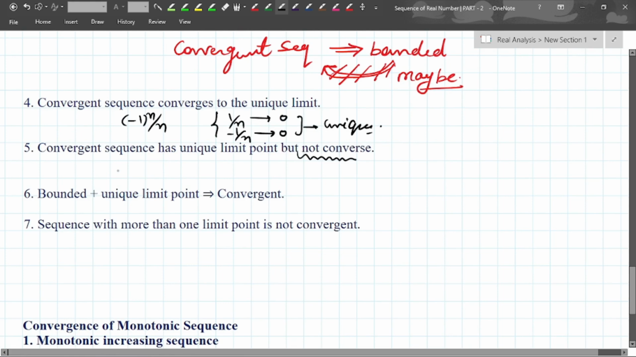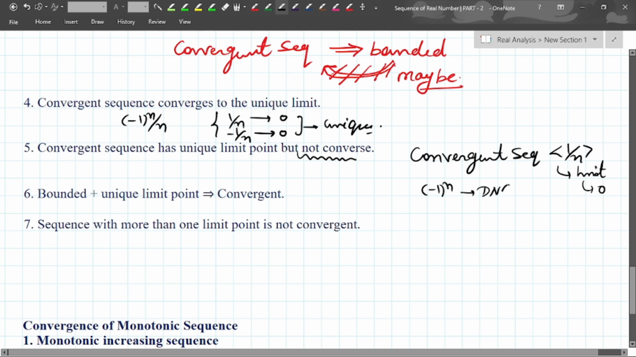A convergent sequence has a unique limit point, but the converse is not true. Converse means opposite, but the opposite is not true. It says that a convergent sequence has a unique limit point. For example, if my sequence is convergent, let's say 1 by n, it has a unique limit point. What is the unique limit point? That is 0. But if it is (minus 1) power n, it does not have a unique limit point. It means it is not convergent.